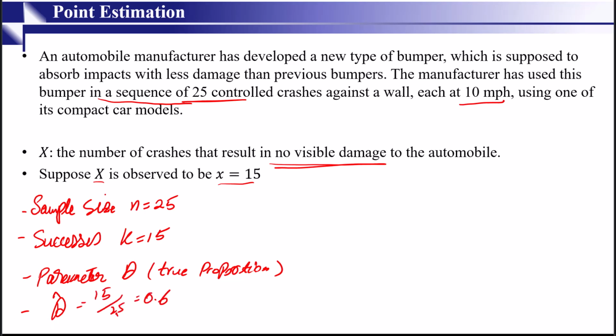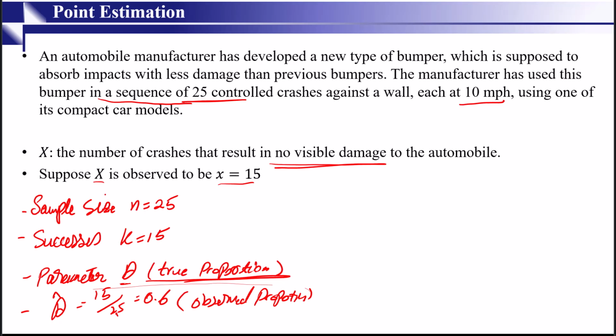This is the observed proportion. Our goal is to estimate the true proportion. So we have defined that a point estimate is a single number used to estimate an unknown population parameter, that is theta here, the true proportion of our population, right? We did this estimation by the observed proportion, and we found 0.6, right? It means the point estimate is theta hat = 15/25 = 0.6, which means 60%, right?